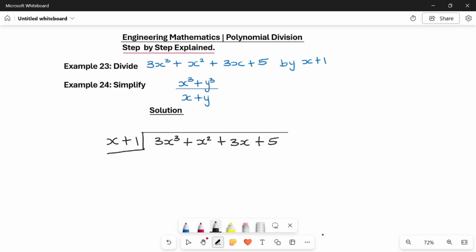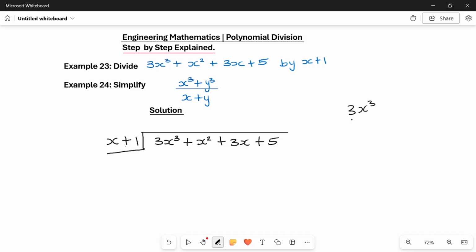Still on polynomial division, we'll be solving more examples. So we have 3x cubed plus x squared plus 3x plus 5 divided by x plus 1. So the first step is to take 3x cubed and divide it by x. When you get your answer, you write it above this 3x cubed, then use it to multiply everything here, that's the divisor of x plus 1. Let's go.